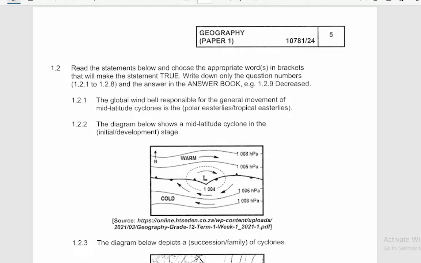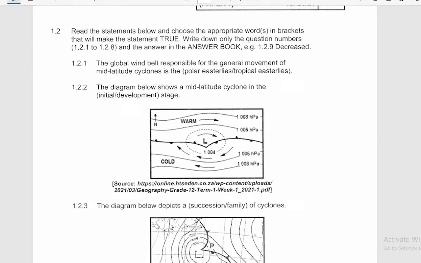Right, let's move to number 1.2. Number 1.2 is saying the global wind belt responsible for the general movement of mid-latitude cyclones is D. For that question, I want to illustrate the global air circulation model quickly, and we look at the general wind belts that we have on the global scale based on the existence of the different pressure belts that are distributed across the globe. I will put an illustration of our globe quickly, and we will try to explain as fast as possible. Basically this is grade 11.